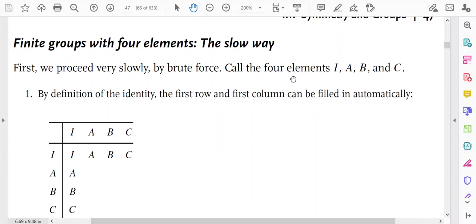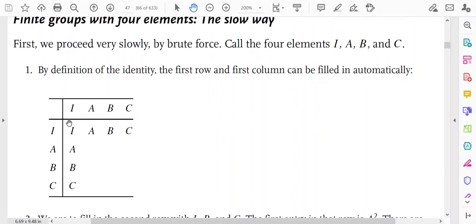So we call the 4 elements I, A, B and C. We have to write I, A, B, C in the header and the left hand side column, and we have to find out the products between them and write the products in these slots.